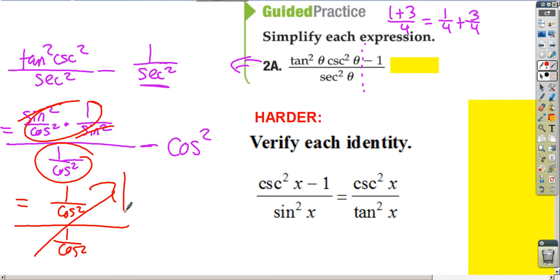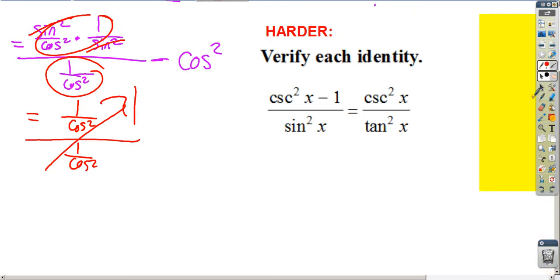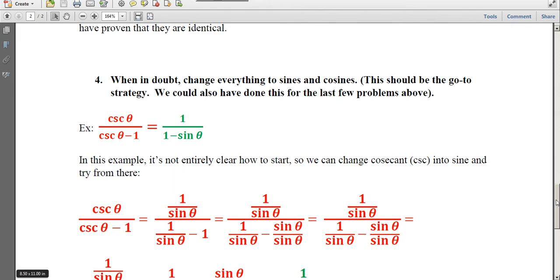So this whole thing now becomes, let me just rewrite this, you can see these start to get pretty involved. This becomes 1, and we still have that minus cos squared. So 1 minus cos squared. That's definitely simplified, but it's not quite there. So here's the other thing that I wanted to mention from this sheet, how to prove trig identities. This is strategy 2.